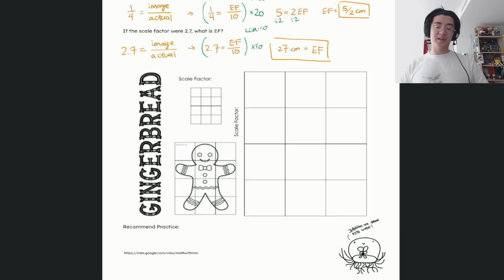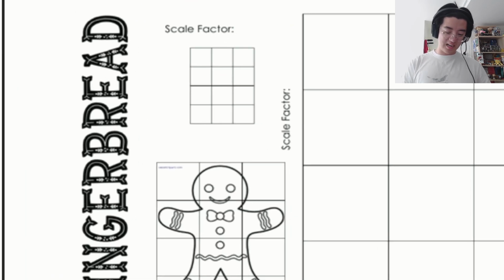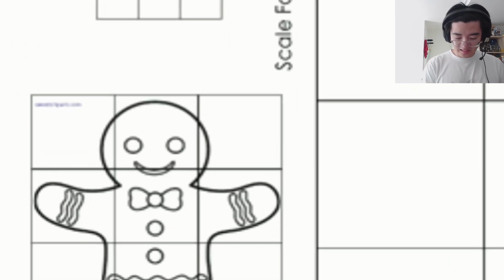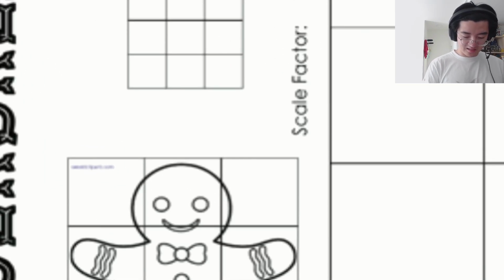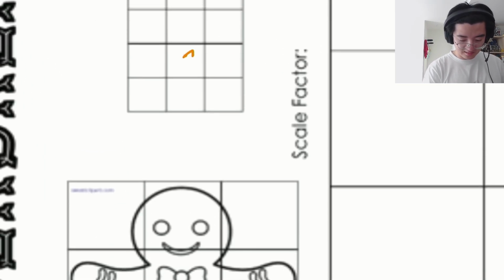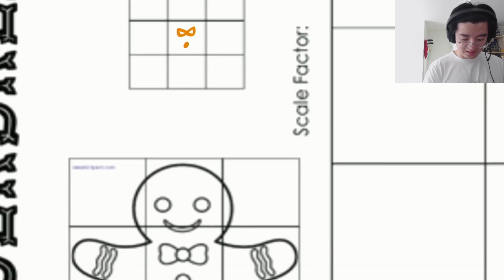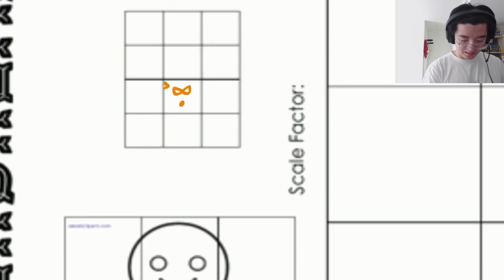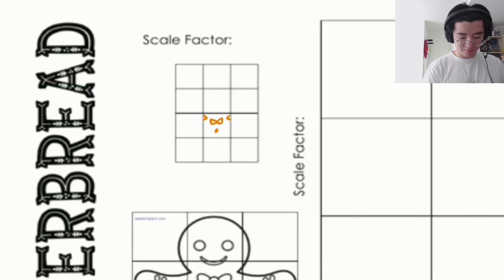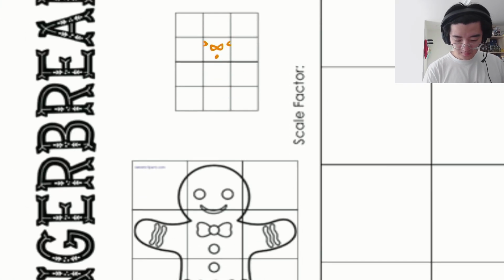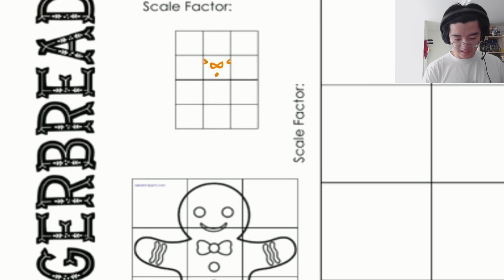Here's an exercise that you can try: draw this gingerbread man to make it smaller or bigger. Copy the exact shape here. I can take an example. Let's take this middle shape here. There's a little bow here. We got a dot here, and a little, oh, that's in the wrong square, isn't it? And then that's it for that square.